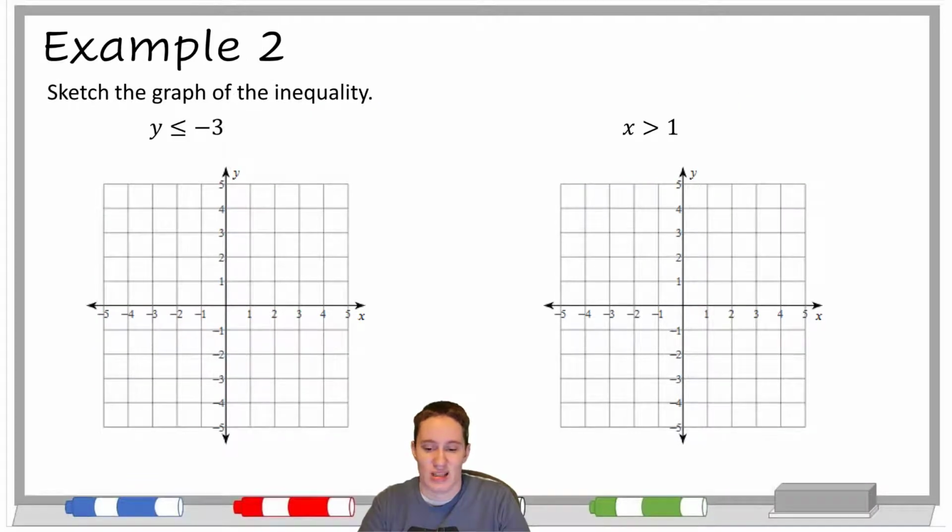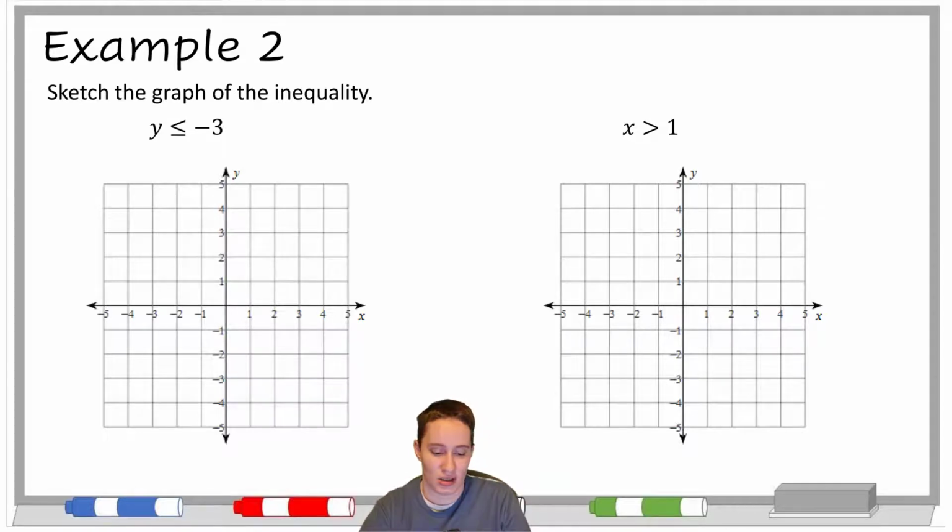Example 2. Same kind of situation. We've still just got one variable, so these are either vertical or horizontal lines. We'll add to our complexity in the next example, don't you worry. So we're going to sketch the graph of y is less than or equal to -3. So I'm going to put a horizontal line at -3.